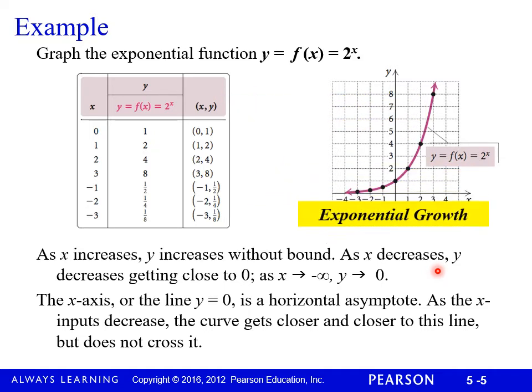This is an example of what we call exponential growth, because as we go from left to right, we can see that this function is growing faster and faster. How do we know that? Because the slope is getting steeper and steeper. It's getting more and more straight up and down.